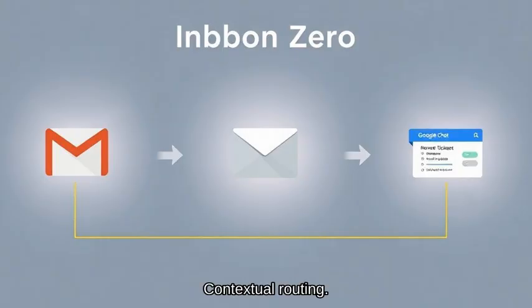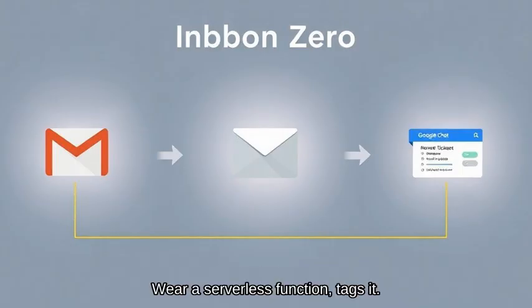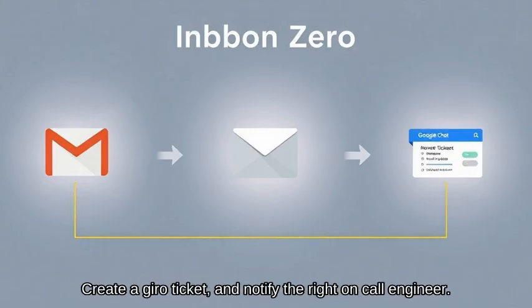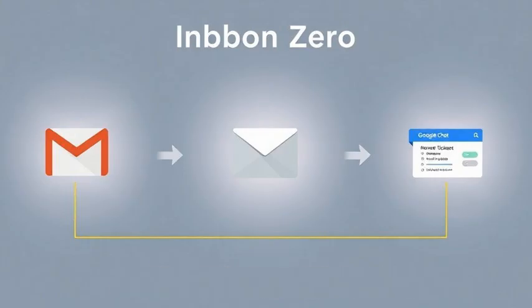Step 2. Contextual routing. Google's internal tools route every dev-related email straight to a dedicated Pub/Sub topic, where a serverless function tags it, creates a Jira ticket, and notifies the right on-call engineer. I'll break down a simplified version you can spin up on AWS or Azure in under 10 minutes.